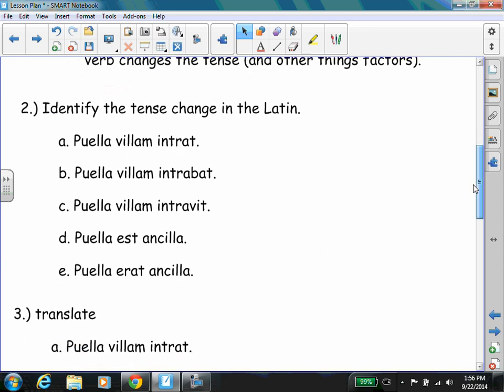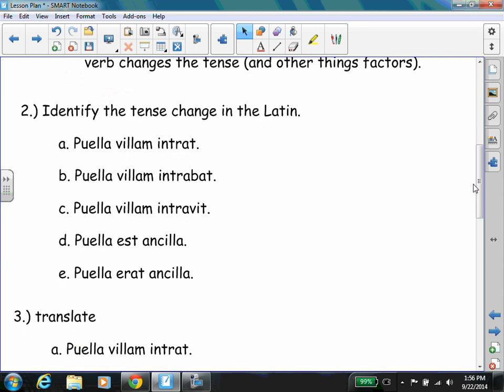Next, we're going to identify the tense changes in the Latin. So far, we've had words or sentences like this one. We have the girl enters, that's present tense. We translate that as enters or is entering. The villa. So we have a nominative subject, an accusative direct object, and then a present tense verb. That's how we've seen most of the sentences so far to this point.